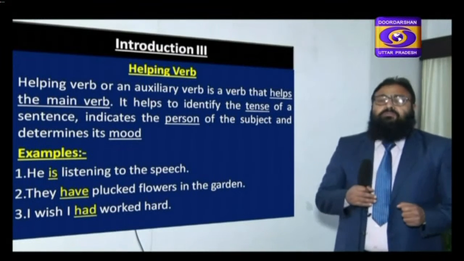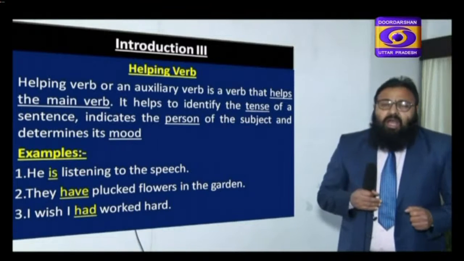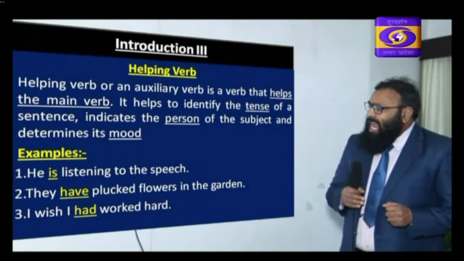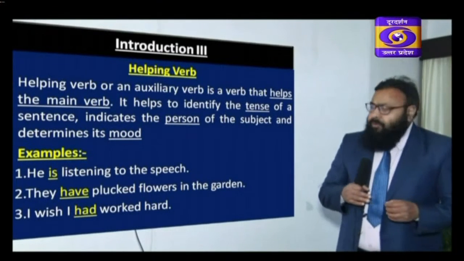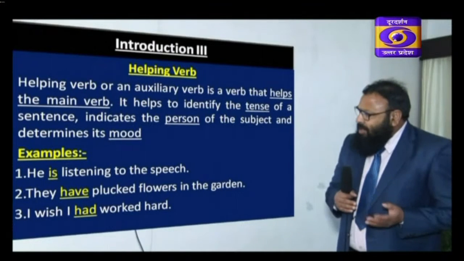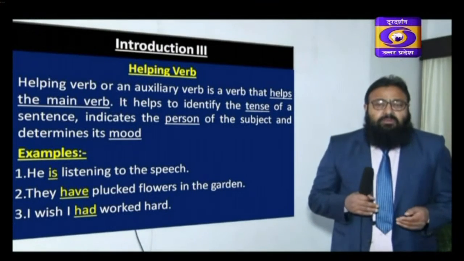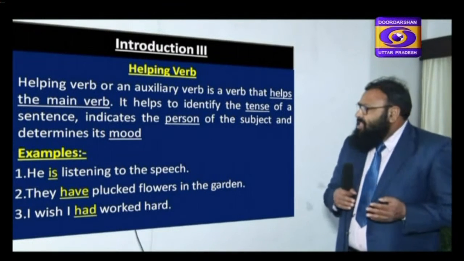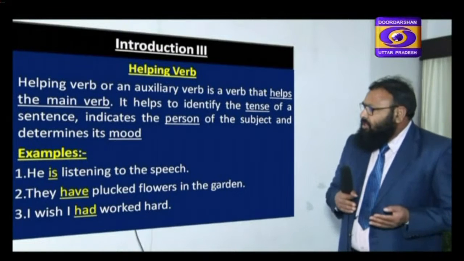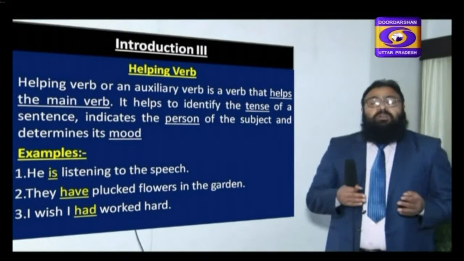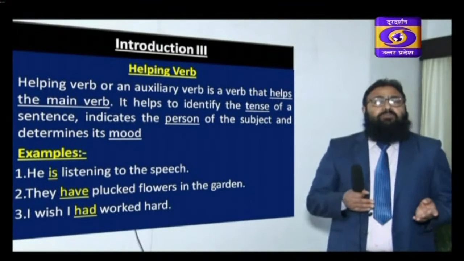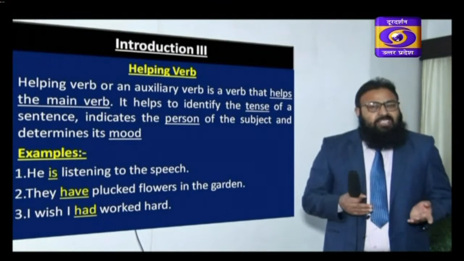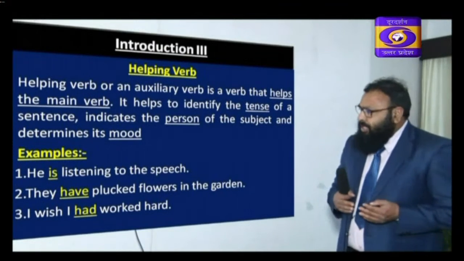Now, dear children, as our topic today is mainly concerned with the helping verb, we would like to talk a little bit about the helping verb. A helping verb or an auxiliary verb is the verb that helps the main verb. It helps to identify the tense of the sentence, indicates the person of the subject, and determines its mood.